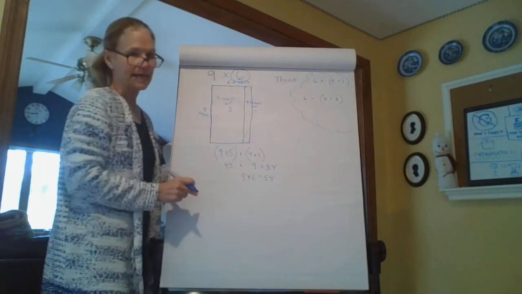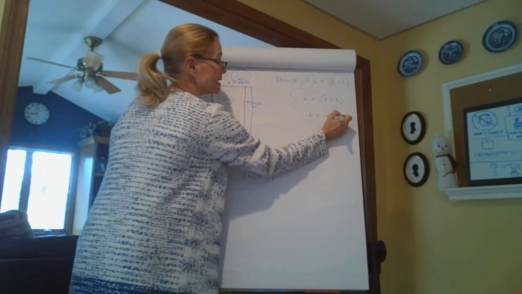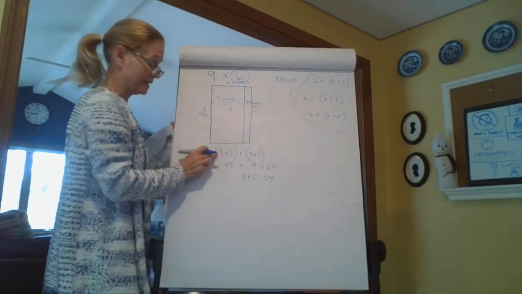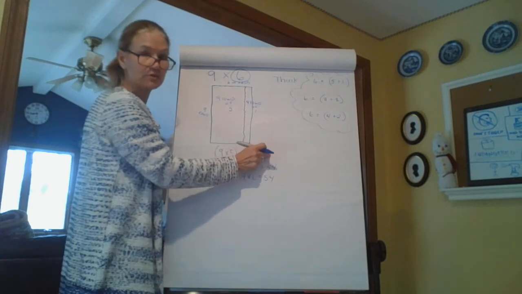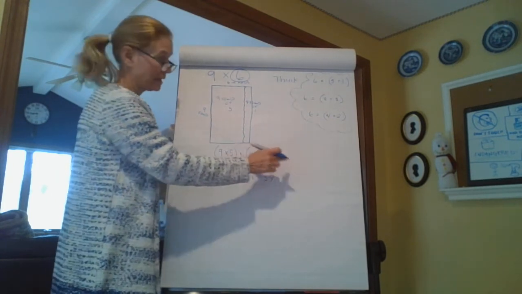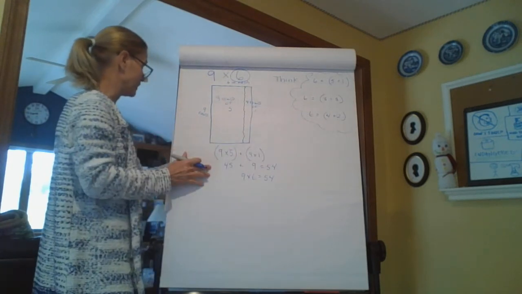So many different ways I can think. I could have thought 6 equals 4 plus 2. Would have changed my problem. It would have been 9 times 4 plus 9 times 2. And I would have got my 36 plus my 18. And again, I would get my 54. So multiple ways of doing this.